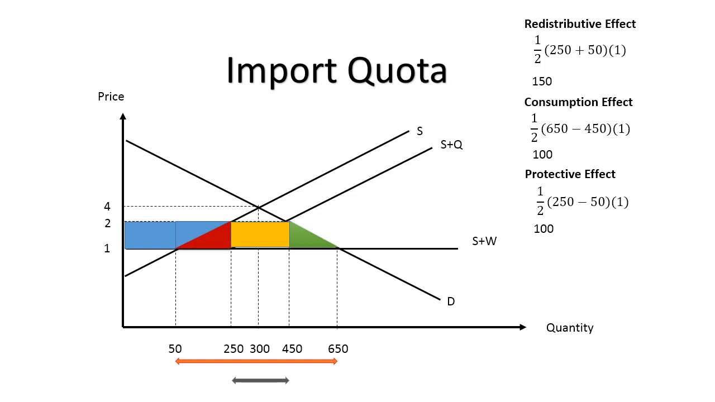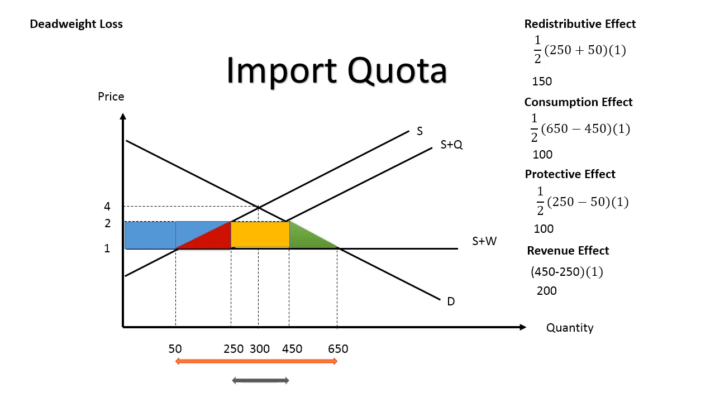Next you have to calculate the revenue effects. The revenue effect is this yellow area. How to calculate the revenue effects? 450 minus 250 times 1, then you will get 200. So 200 is our revenue effect, which is represented by the yellow area.